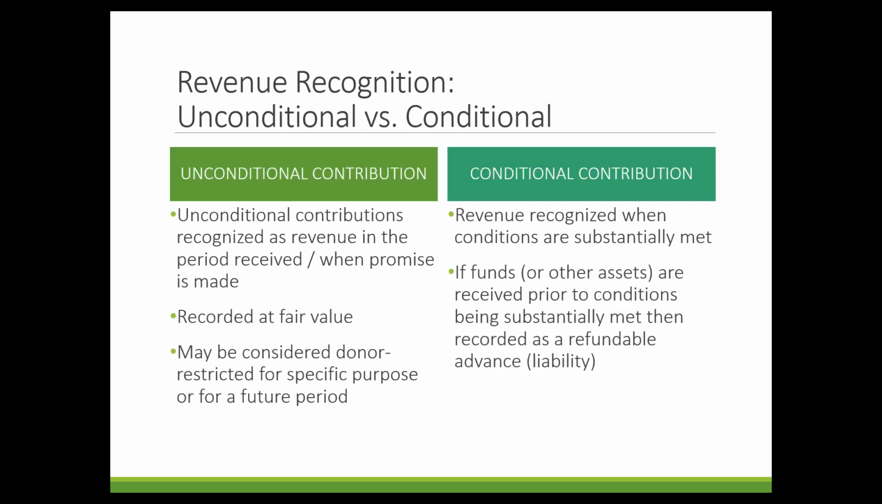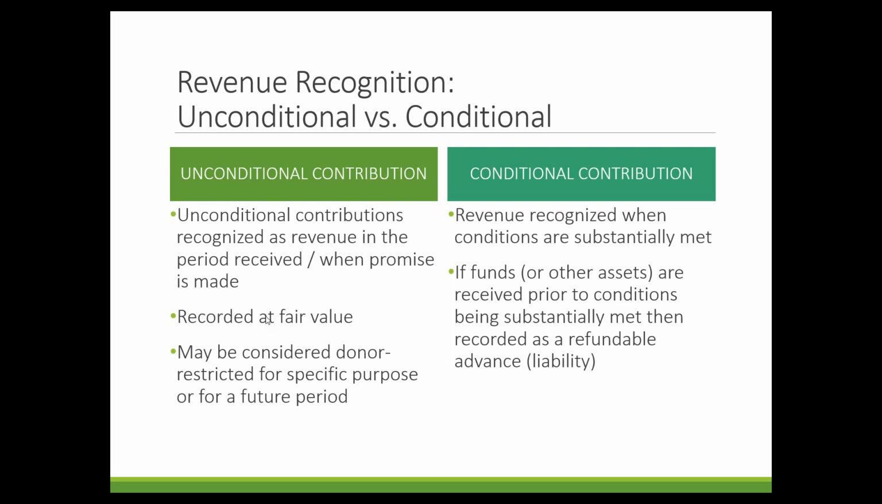So unconditional contributions are recognized in the period when they are received or promised and recorded at fair value. And as I mentioned, these may be considered donor restriction for a future purpose or future period. On the other hand, conditional contributions, no revenue is recognized until the conditions are met. So essentially when they become no longer conditional, at which point they're recognized at fair value.